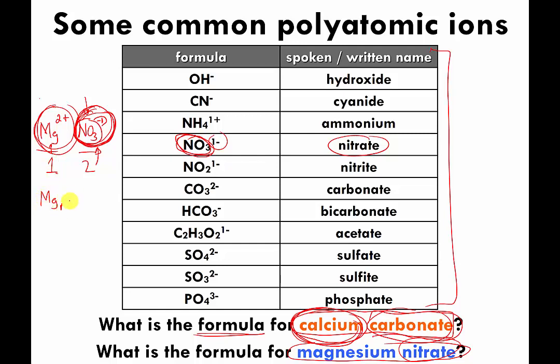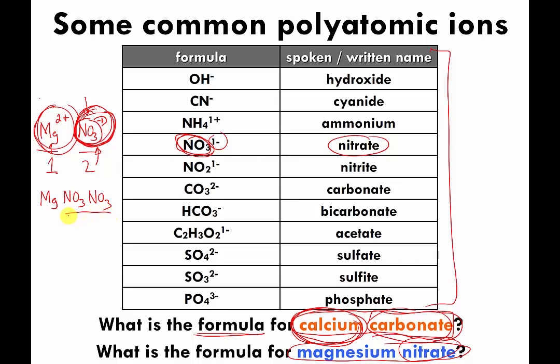I could put a 1 there, but I'm not going to, because I don't have to. And there's 2 nitrates, so I'm going to write it like this for the moment: NO3, NO3. And that's perfectly acceptable, although it's considered a little amateurish. I don't care. You could write it that way. I'm going to show you the way that you're going to see it, though.